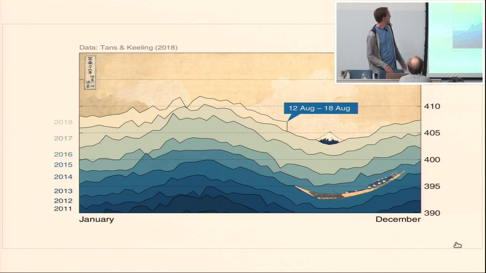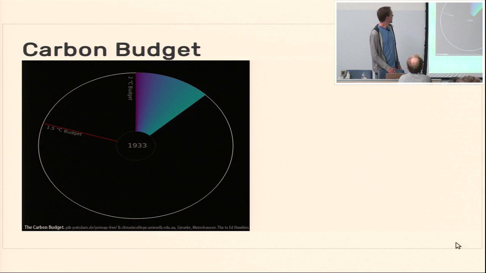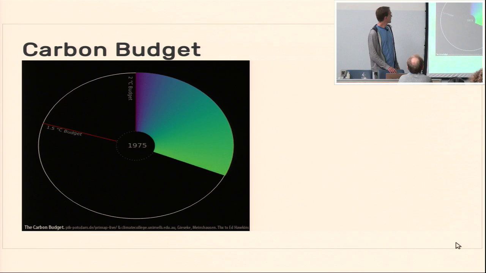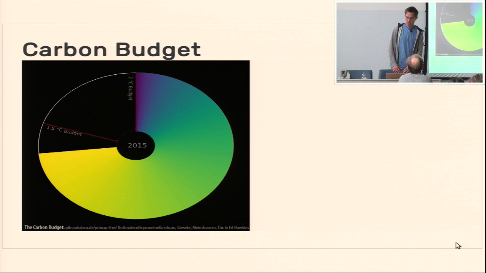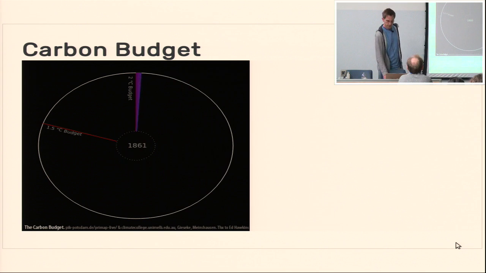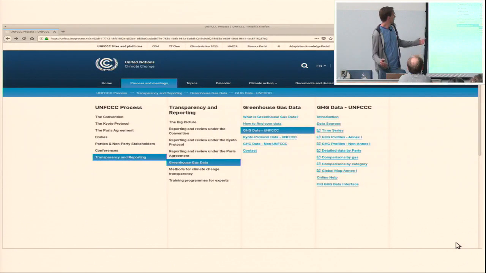This is a more artistic visualization by Robbie Andrew, showing the seasonal change in CO2 concentrations in the past years. Or it could be an animation showing the dwindling carbon budget as we get closer to 1.5 or 2 degrees. And for all these kinds of visualization, you ideally need data in a clean format. And I was doing this quite a lot.